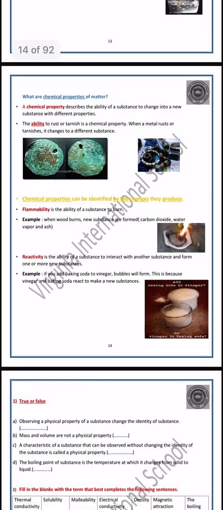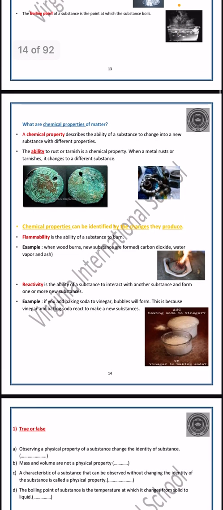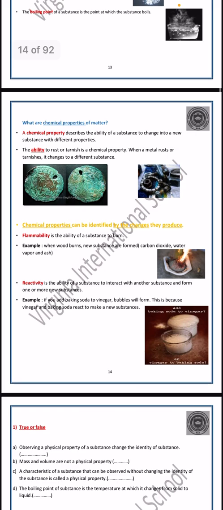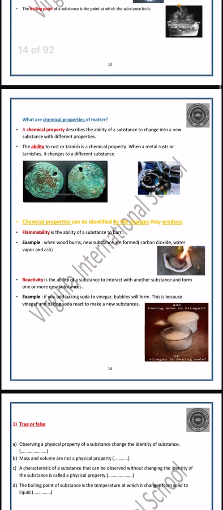We also have chemical properties. What are chemical properties? The chemical properties are the opposite of the physical ones. They describe the ability of a substance to change from one substance to a new one. So changing the identity of the matter is called a chemical property. So the ability to change the substance is called a chemical change or a chemical property.